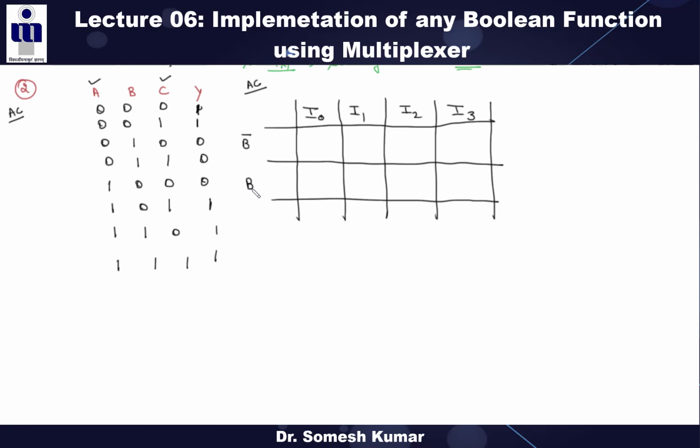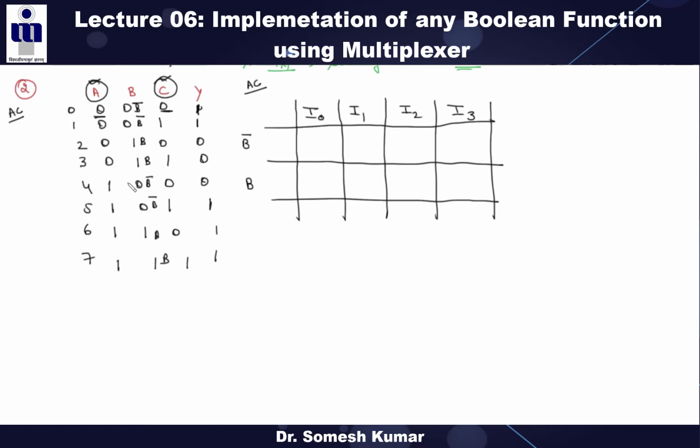How is the numbering done? So now you have to find out the pattern. Now see, A and C are your select lines. Now if both A and C are 0, 0, what is B? This is 0, 1, 2, 3, 4, 5, 6, 7. So when both are 0, 0, this is B bar, this is B bar, this is B, B, this is B bar, B bar, this is B, this is B.